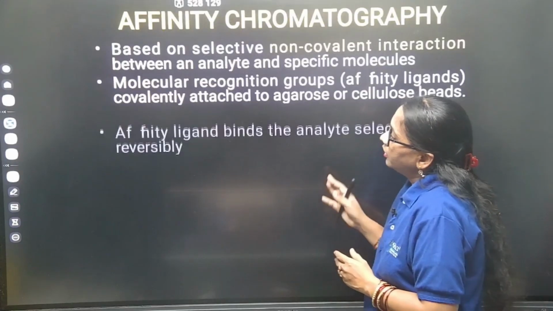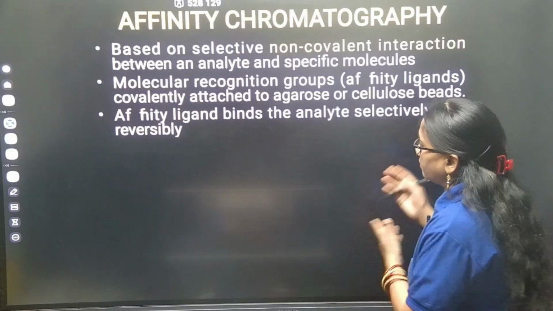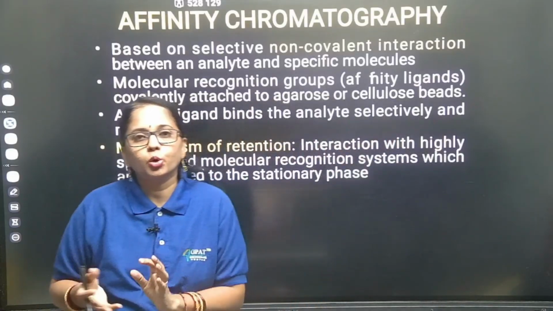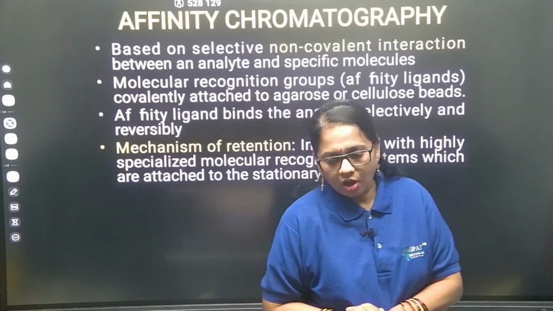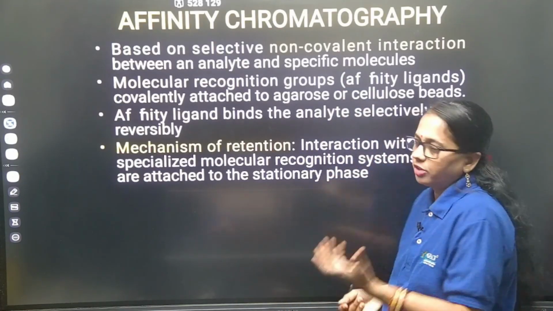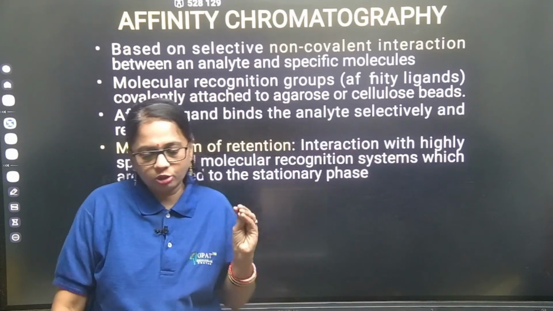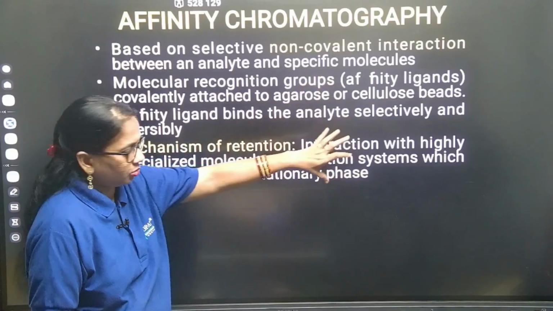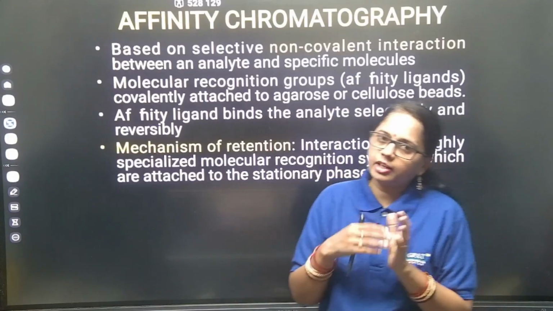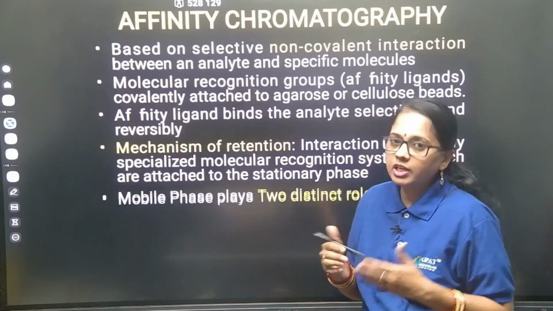In most of this affinity-related chromatography, binding as well as removal is possible. Reversible reactions are also possible. Majorly, the mechanism of retention for affinity chromatography involves interactions with highly specialized molecular recognition systems, nothing but the ligands, which are attached to the stationary phase. Once they get attached, they can be removed also, so reversible reactions take place. For that purpose, we use some resinous materials.